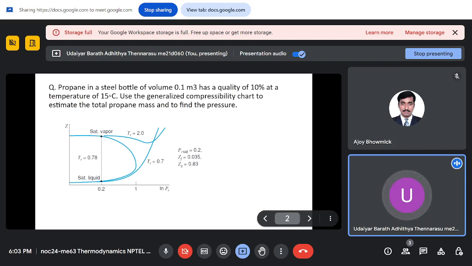So the first one, I think, is problems regarding the compressibility factor, how to solve that. I'll first explain the chart. The compressibility factor is represented by Z, and it is equal to PV by RT. If you see the blue circle region, that is your two-phase region.